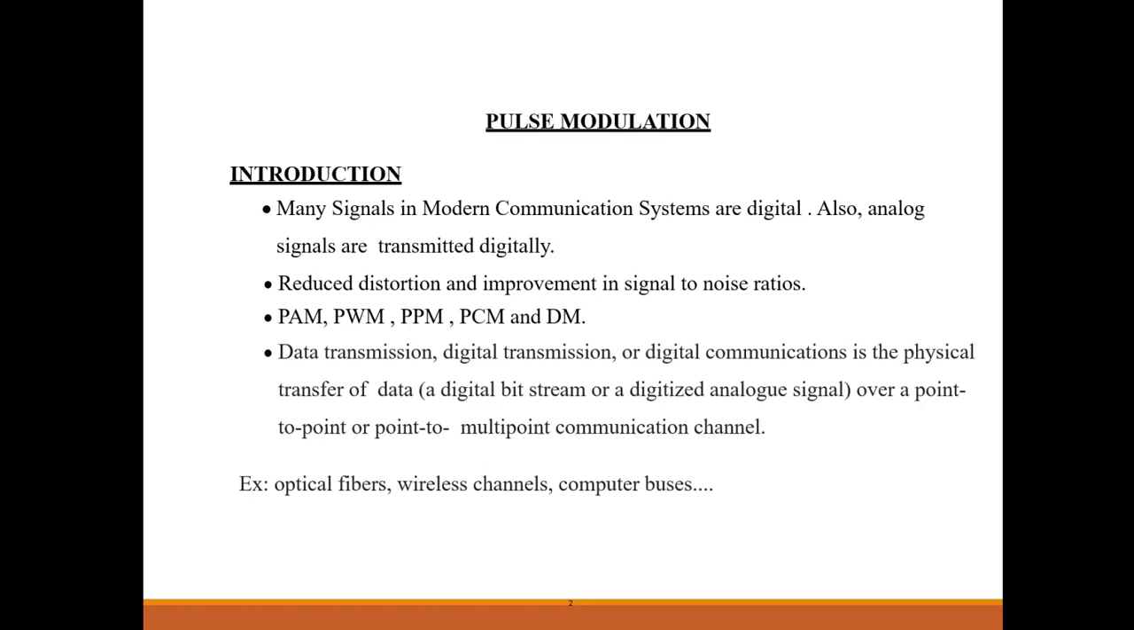In pulse modulation, there are different types: PAM, PWM, PPM, PCM, and DM. Pulse amplitude modulation, pulse width modulation, pulse position modulation, pulse code modulation, delta modulation. Other types are ADM, adaptive delta modulation, and DPCM, differential PCM. Normally the communication channel may be wired or wireless. Examples: wired optical fibers, wireless channels, computer buses.